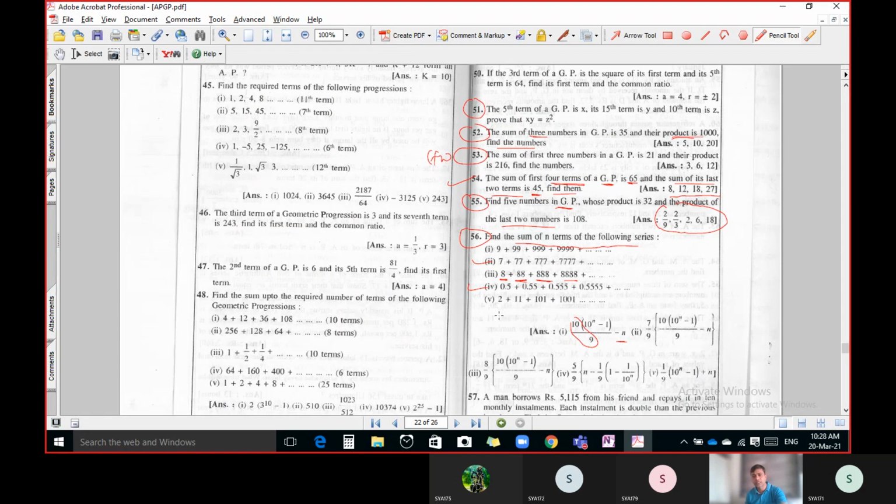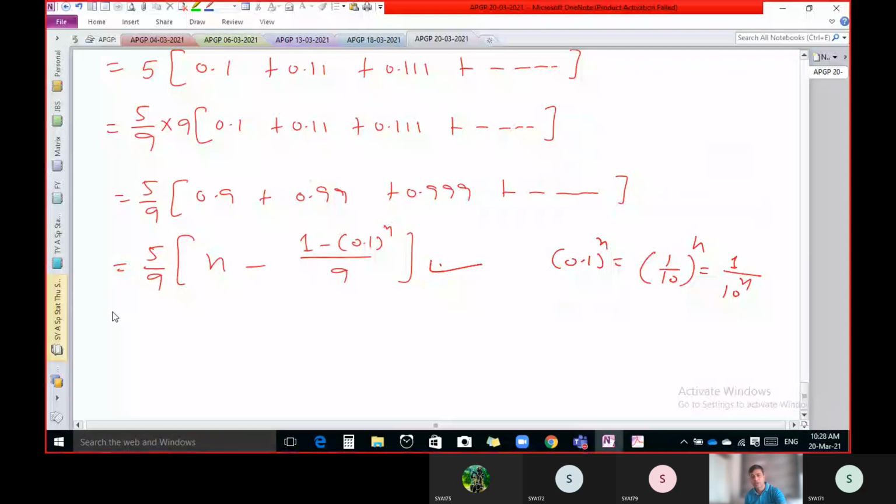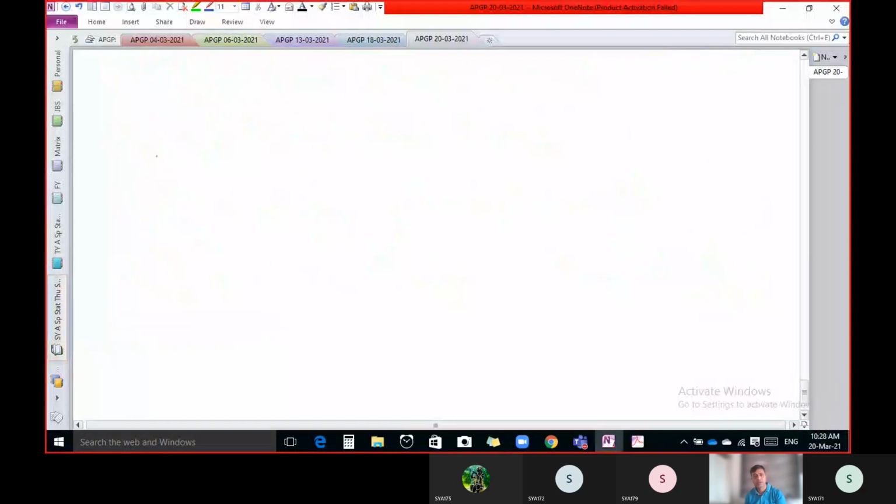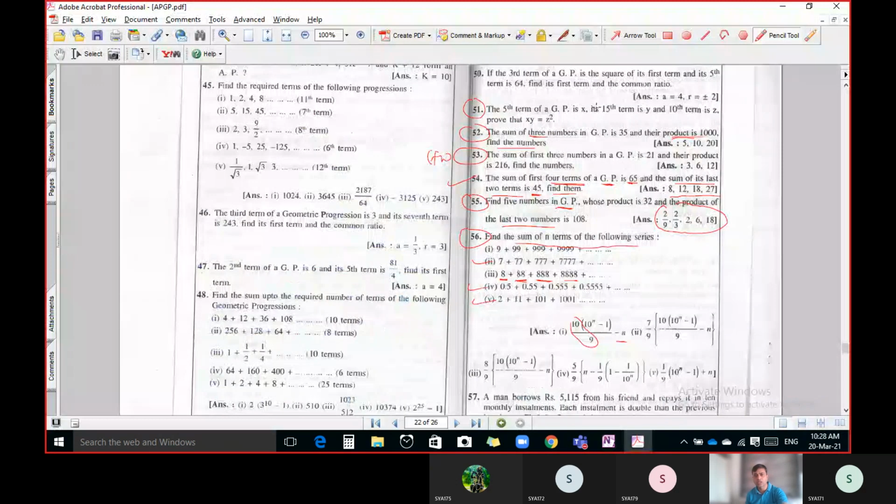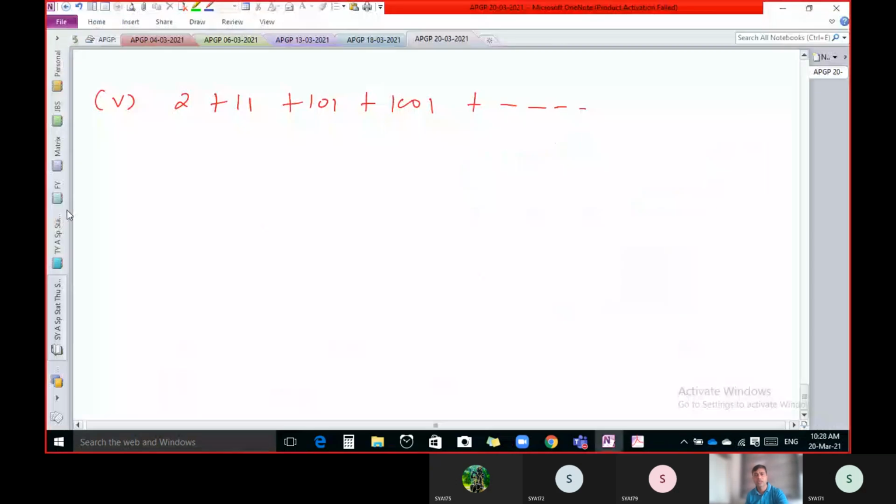And this question, let us do this question. This is also a very good question. Fifth. 2 plus 11 plus 101 plus 1001 up to so on. Now think how to solve this question. 2 plus 11, 101 plus 1001. Tell me what is our first step? Minus 1.